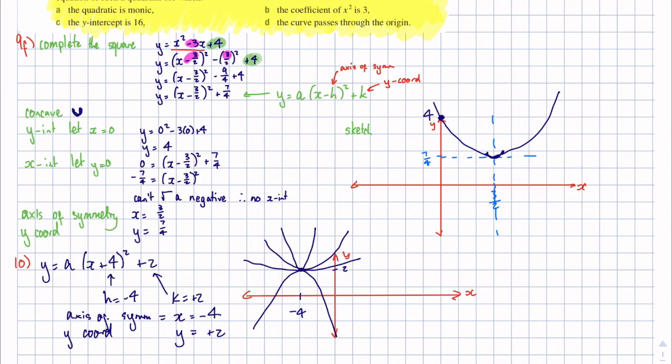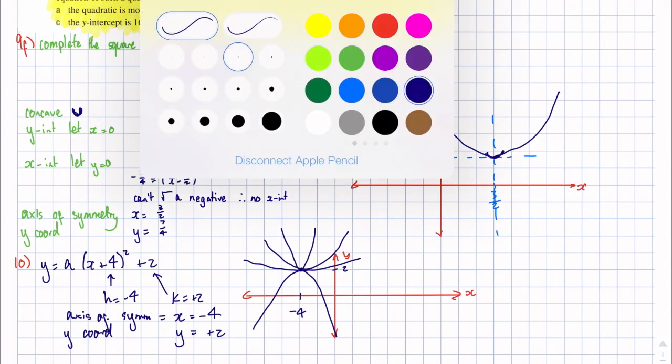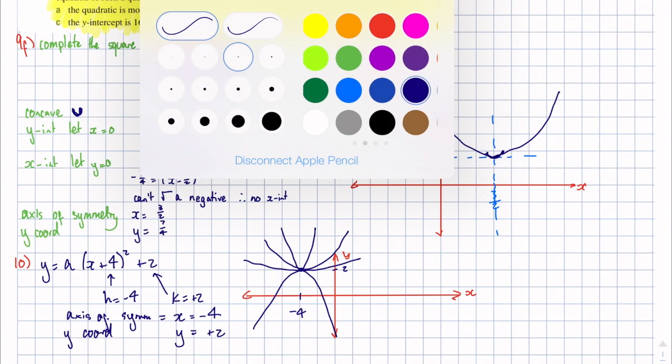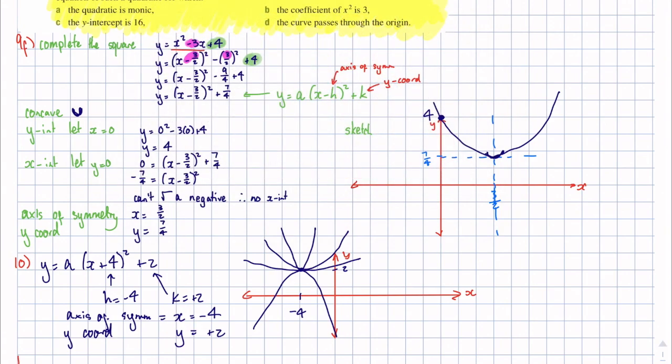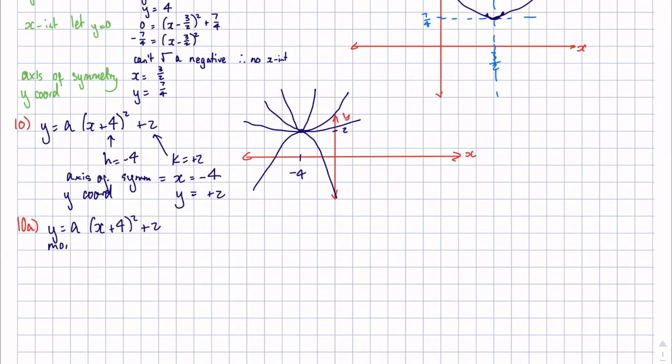Okay, then find the equation of such a quadratic for which the quadratic is monic. So we've got y equals a outside of (x plus 4) squared plus 2. Monic means that a is either positive 1 or a is negative 1. So the equation is literally just (x plus 4) squared plus 2 or negative (x plus 4) squared plus 2. That's it.